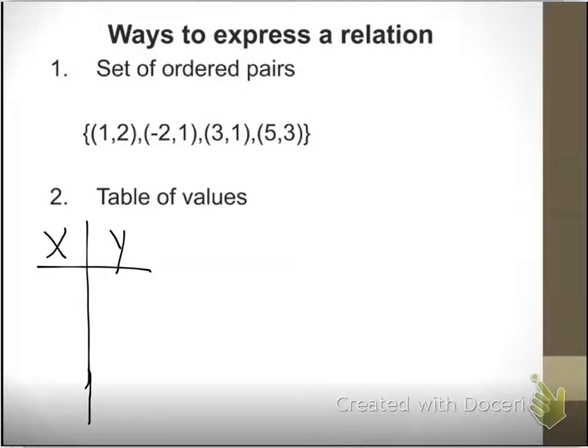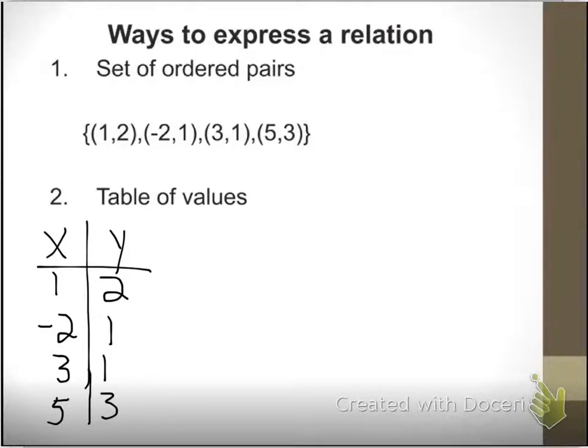Does this kind of look familiar? What's my first x value? 1. What's its corresponding y value? 2. Second x value? Negative 2. Corresponding y value? 1. Next x? 3. Corresponding y? 1. Next x? And 3. I just have my ordered pairs in the table of values. All the x values with their corresponding y values. That's my table of values.